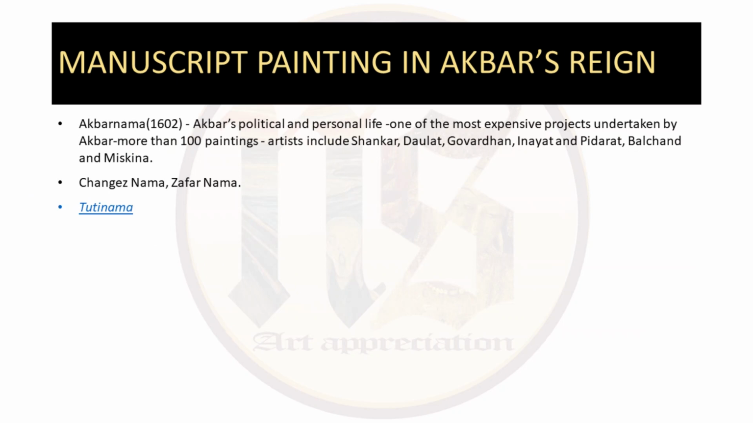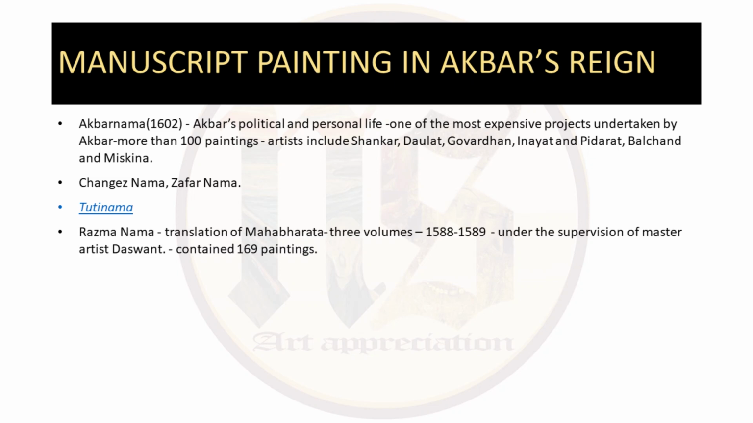Akbarnama, which was about Akbar's political and personal life. It was one of the most expensive works done during Akbar's rule. It had more than 100 paintings, and the artists mainly that were involved were Shankar, Daulat, Govardhan, Inayat, Pidarat, Balchand and Miskina. Then Changiz Nama and Zafar Nama were also painted. Then Tuti Nama, which is Tales of a Parrot. Then Razam Nama, which was translation of Mahabharat.